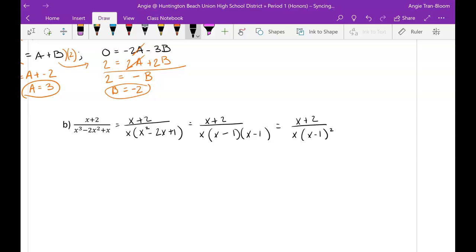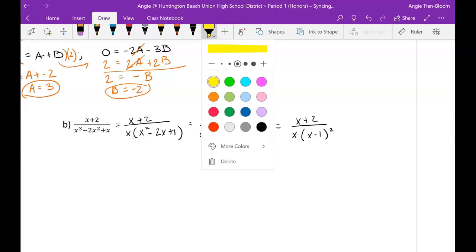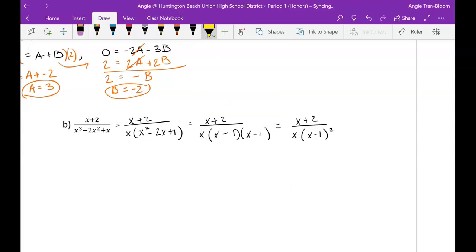So based on your formula, not only do you have a linear that's repeating, you also have, so this is kind of putting two together, a linear that's not repeating and a linear that's repeating. So based on the formula, a linear that's not repeating is just a over this first. And then if it's repeating, you do b over x minus 1 plus c over x minus 1 squared.